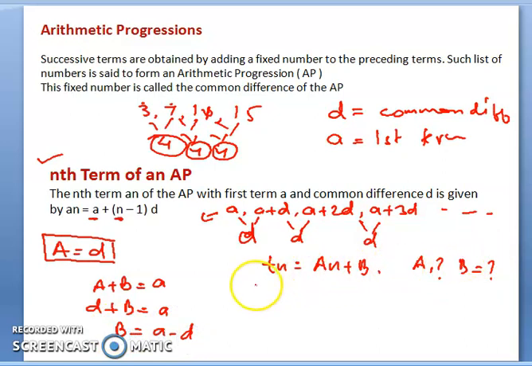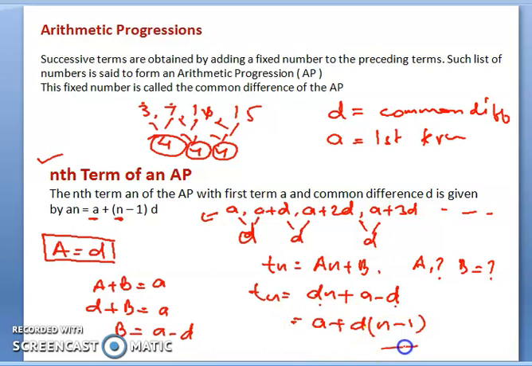Now if I substitute it here, Tn is equal to D into n plus a minus D. Now these two have D common, so we can take D common. If I take D common, this is n minus 1. So you can see this is the formula. This is how we can derive the formula.